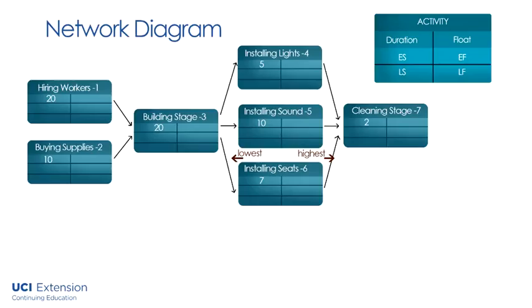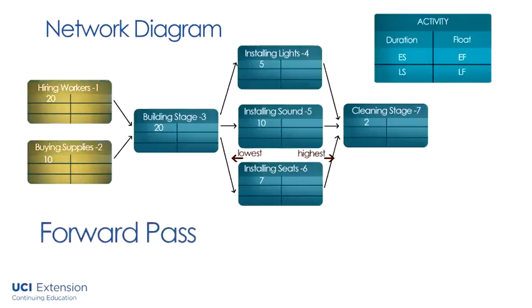All of these are calculated by your scheduling software. Right now, you're going to see how. To determine the early start and early finish, we conduct what is called a forward pass. This means starting at the left-hand side of the network diagram with the first activity or activities and progressing to the last activity or activities.